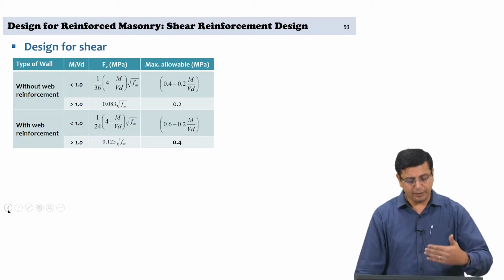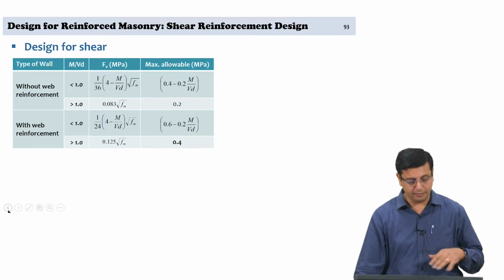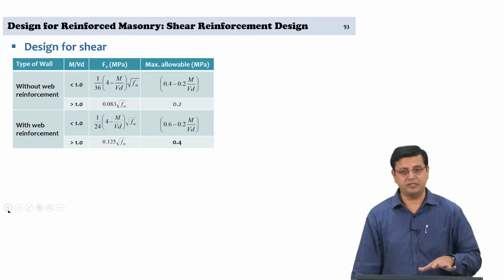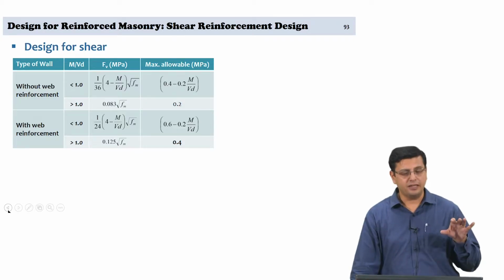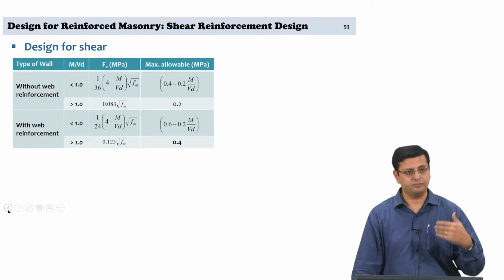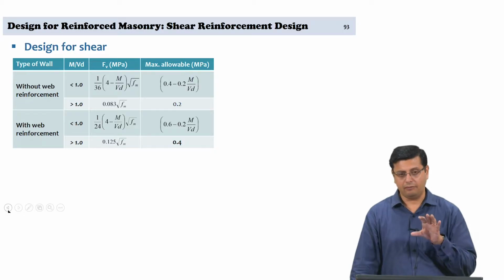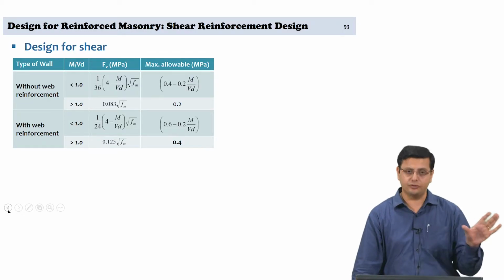So, the upper part of the table looks at without web shear reinforcement, whereas the lower part of the table is considering web shear reinforcement. And in this case, when you say considering web shear reinforcement, the assumption is that only the shear reinforcement is taking care of shear. You are not considering a contribution from the masonry itself.